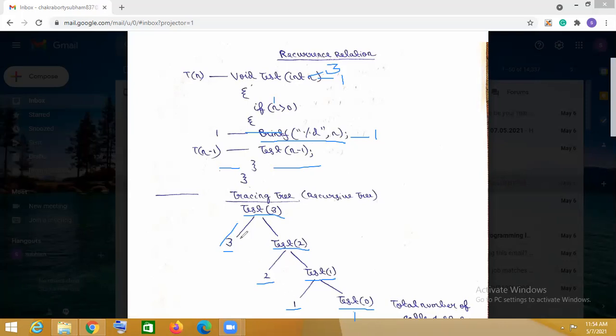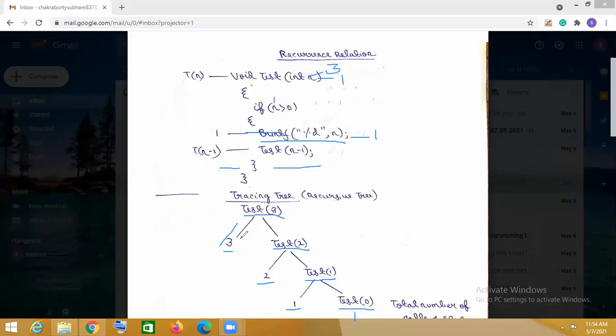So we can say from that, if we take the value of n, then the number of calls will be n plus 1, and the number of times it will print the value will be n. Because in the case of 3, the value is printed 3 times and the call is generated 4 times. So in the case of n, the value will be printed n times and n plus 1 calls will be generated.